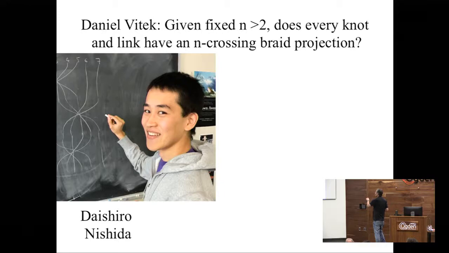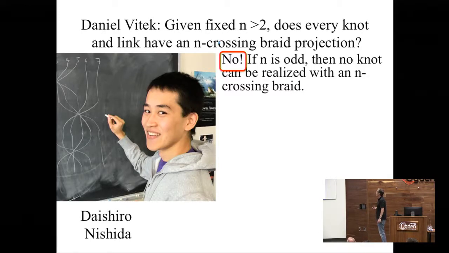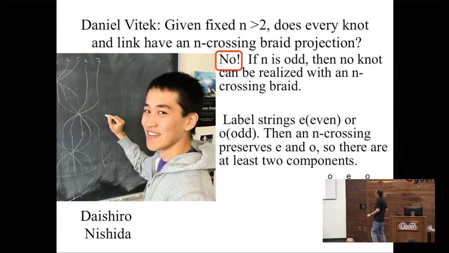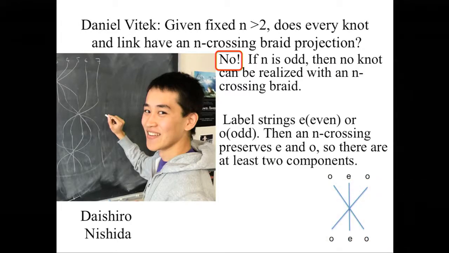And the answer in the case of n equals 3 is no. And Daniel knew that, okay? Namely, if n is odd, you can't realize any knot. And the reason is very simple. If you think about a braid presentation of a knot with triple crossings in it, and you label the strands at the top odd, even, as you go across 1, 2, 3, odd, even, you'll notice any triple crossing preserves the odd strands and the even strands, which means by the time you're done, when you cycle around and close the braid, you're going to get at least 2 components.